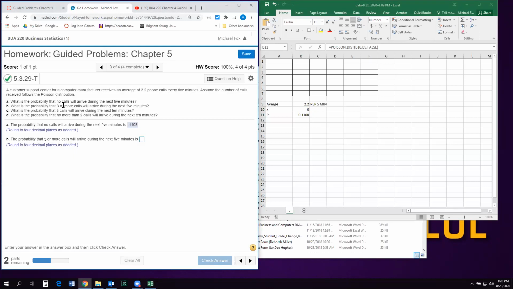What's the probability that 3 or more calls will arrive during the next 5 minutes? So again, remember, if I put in 3, then that's telling me the probability of exactly 3 right now, right? If I put in 3 and put true, now it's telling me the probability of 3 or less. I want to know the probability of 3 or more. So what I have to do is put 2 in here. That gives me the probability of 2 or fewer. And then I'll subtract that from 1 to find out the probability of 3 or more.